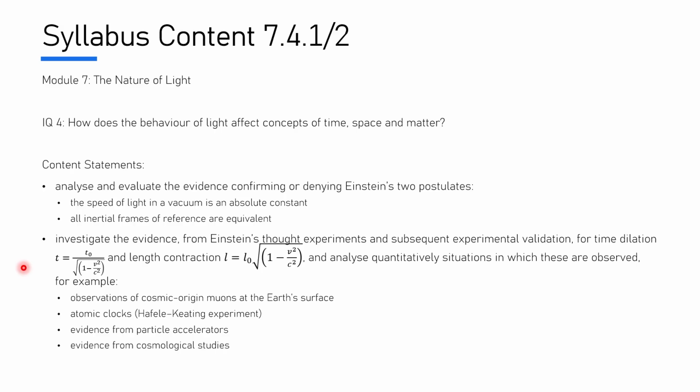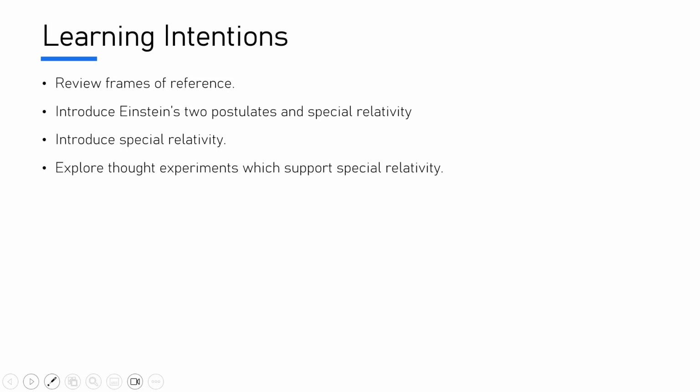The key aim of this video is to understand Einstein's two postulates. These were concepts that framed the basis for special relativity itself. And from there, we're going to start to unpack some thought experiments that justify Einstein's ideas and his theory for relativity. So in order to understand this, we're going to have to review our understanding of frames of reference because it plays a vital role in understanding the theory of special relativity.